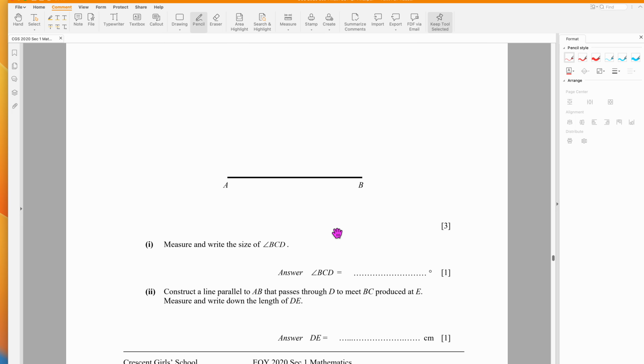Measure and write the angle BCD. How can BCD be 62? BCD must be more than 90. Oh my god, you measured wrongly. Your BCD is obtuse, it's bigger than 90. You can't make mistakes like this. If you keep making mistakes like this, no one can help you.